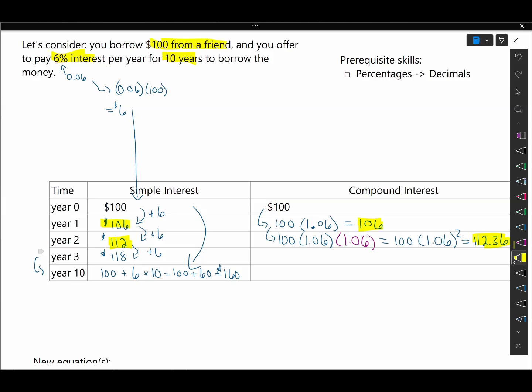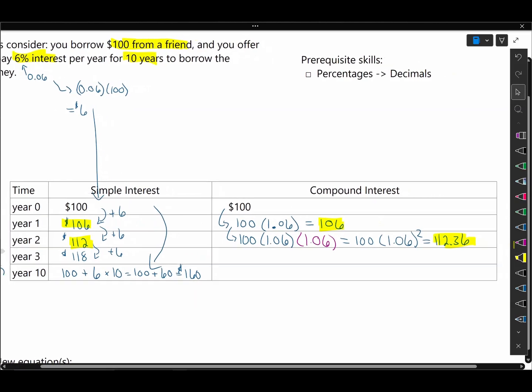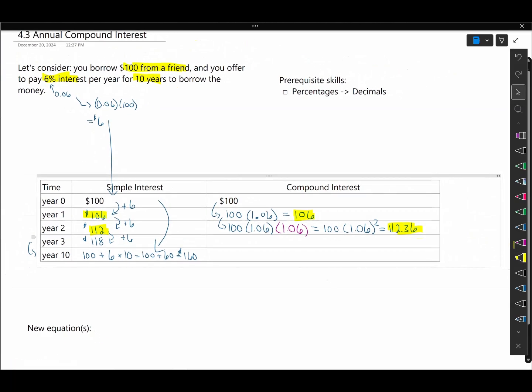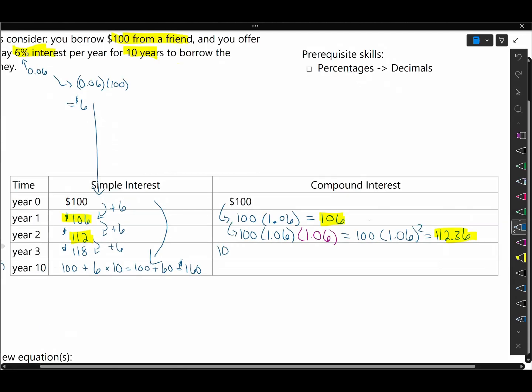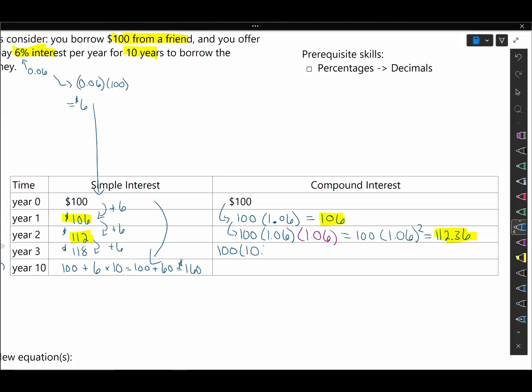Okay, so let's take a look. Let's see how this continues if we're borrowing this money for one more year. That is, we still have borrowed $100. After the first year, we multiplied it by 1.06. After the second year, we multiplied it by 1.06. And for this third year, brand new, we're multiplying it by 1.06. Because every year, we have that 106% here.